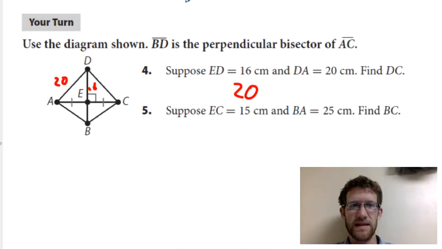Number 5, suppose EC, different question. Suppose EC is 15, so E to C is 15. This one's 15. BA is 25. B to A is 25. This one we have to find B to C. Again, it's just the same as AB. So we'll put 25. And there's units on here, I guess, centimeters.